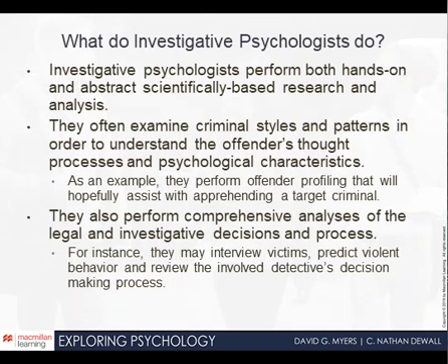They also perform comprehensive analysis of the legal and investigative decisions and processes. For instance, they may interview victims, predict violent behavior, and review the involved detective's decision-making process.